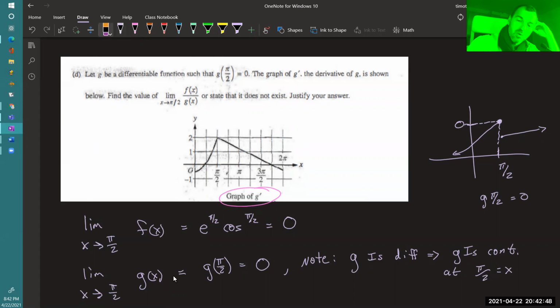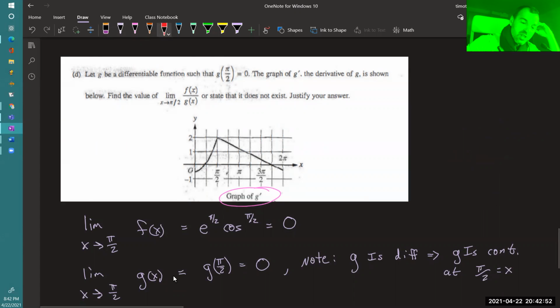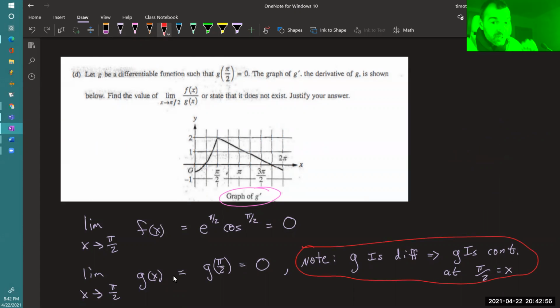So this is a tricky question, because you actually have to justify. You can't just say that the limit is equal to 0 because the function equals 0. The limit is equal to 0 only if the function equals 0 and it's continuous. Okay, so why is it continuous? Because it says that it is differentiable.